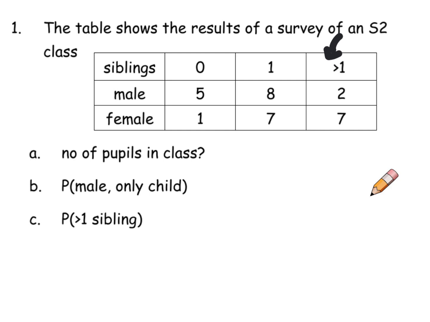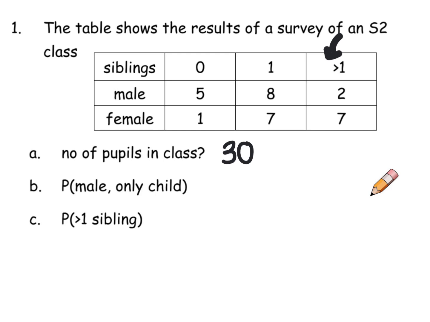First question said what was the number of pupils in the class. So we need to add up all these numbers. I have 7 add 7 is 14, 15, 20, 28, 30. So I've got 30 pupils in the class. That was quite easy. I must have chosen numbers that added up easily. So that means all my probabilities will start with being out of 30. So I've led you into the question.